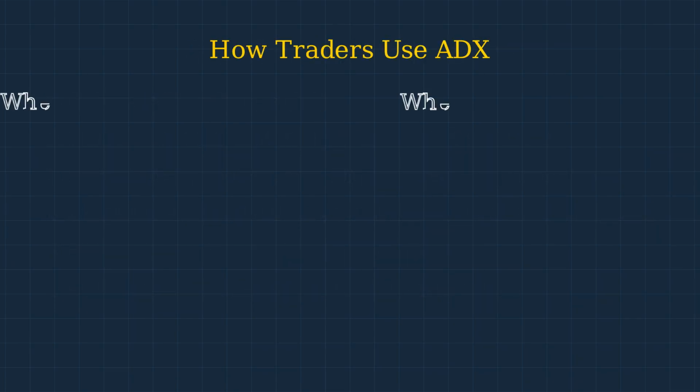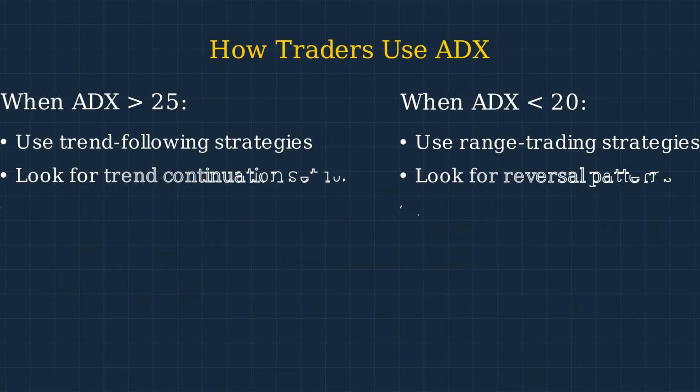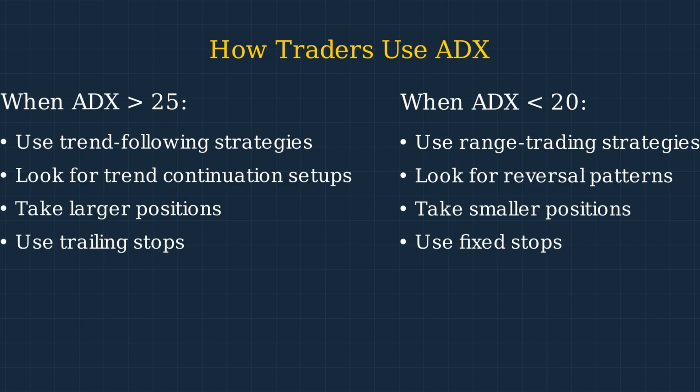Traders primarily use the ADX as a filter to determine when to apply trend-following strategies. When the ADX is above 25, the market is trending and trend-following methods are appropriate. Traders can use larger positions and trailing stops. Conversely, when the ADX is below 20, the market lacks direction, making range trading strategies more suitable.